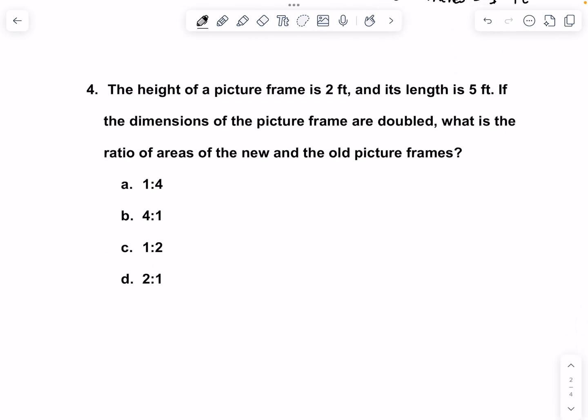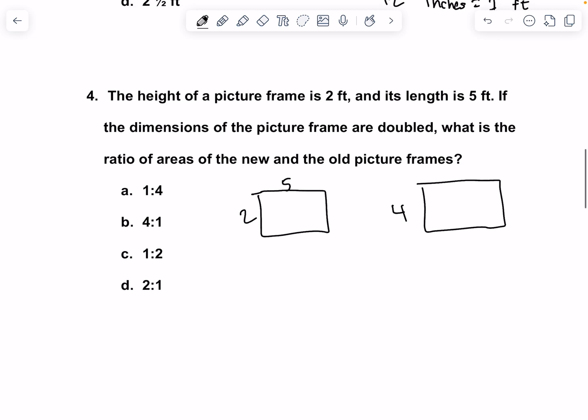Number 4 says the height of a picture frame is 2 feet and its length is 5 feet. If the dimensions of the picture frame doubled, what is the ratio of the new and the old picture frames by area? So we can start with the problem. We know it's 2 times 5. And it says that the dimensions of the picture frame are doubled. So this would be 4, since 2 times 2 is 4, and 5 times 2 is 10.